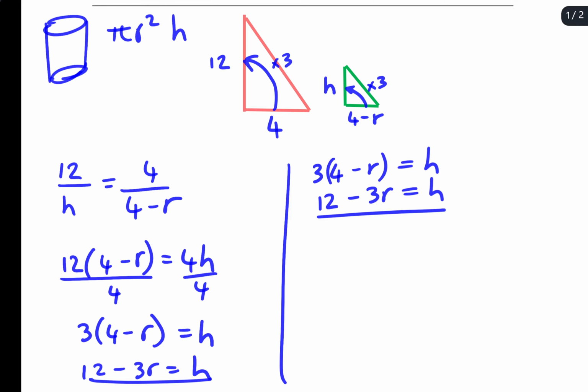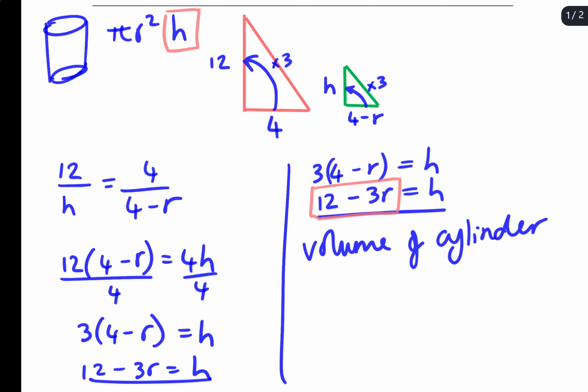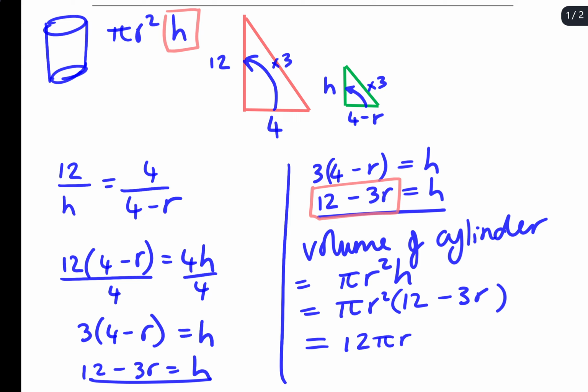So what we're going to do now is replace this h with this equivalence. So let's write this out. So the volume of the cylinder equals pi r squared h, which is equal to pi r squared brackets 12 minus 3r, and that gives you your final answer of 12 pi r squared minus 3 pi r cubed.